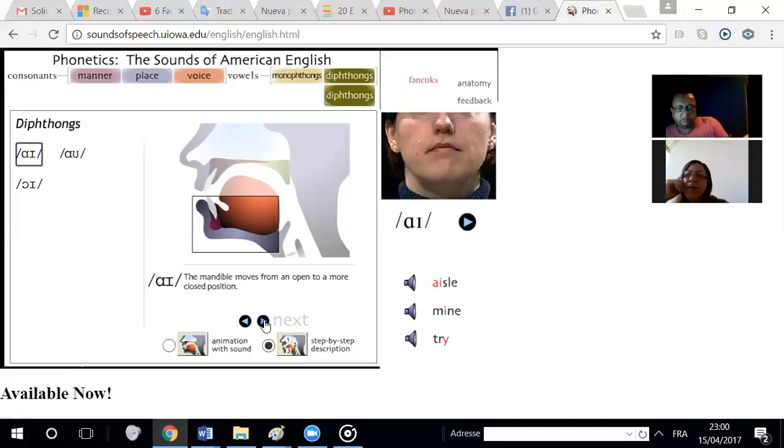The mandible moves from an open to a more closed position. Because to make an R, you need to lower your jaw. But to make an E, you need to close your jaw. I. The lips are rounded. The vocal folds are adducted and vibrating. Okay.